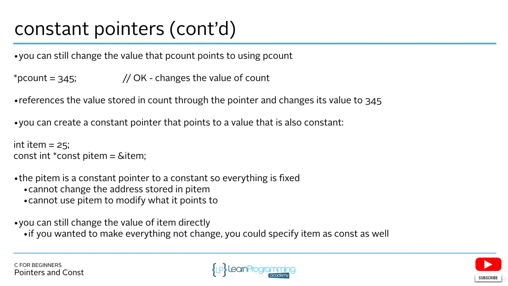However, you could still change the item. Item is not a constant, so you could change item. You can change the value directly. If you wanted to make sure nothing was changed, you'd have to actually create the item int variable as a constant as well. And then that would say it's never going to change. But remember the difference here between constant pointers and constant values that the pointer is pointing to.